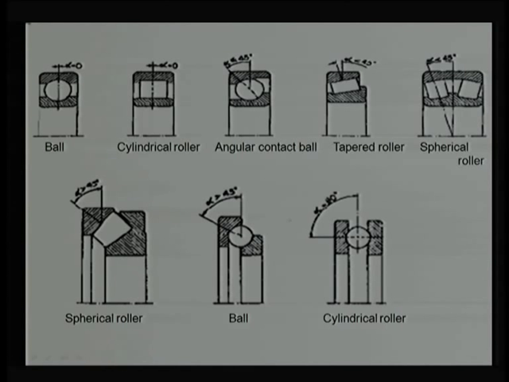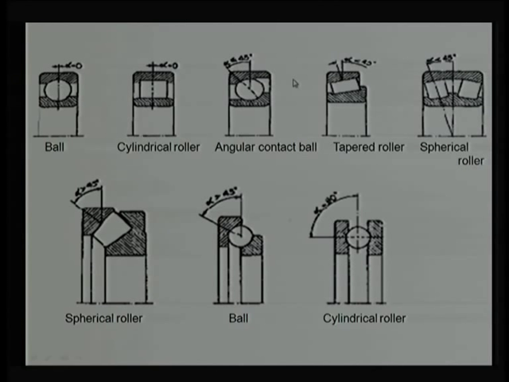In the previous lecture also we discussed rolling element bearings, so we are continuing with those discussions. In the previous lecture we showed this slide and said that a couple of bearings are exclusively used for the radial load. The first and second configurations, where alpha is equal to 0, are meant to support the radial load.